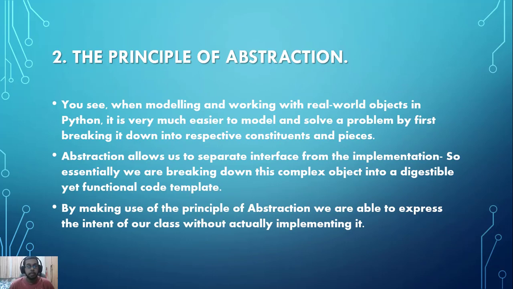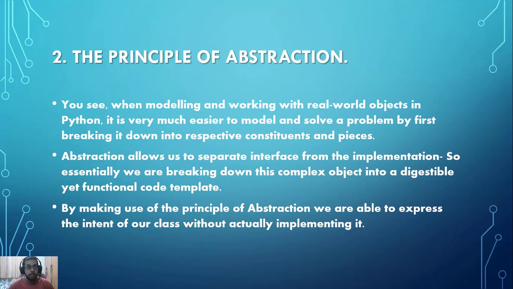Number 2. The principle of abstraction. You see, when modeling and working with real-world objects in Python, it is very much easier to model and solve a problem by first breaking it down into respective constituents and pieces. Abstraction allows us to separate interface from the implementation. So essentially, we are breaking down this complex object into a digestible yet functional code template.